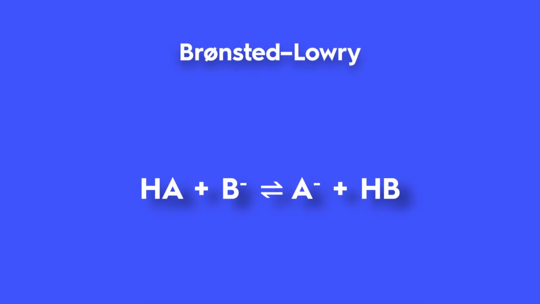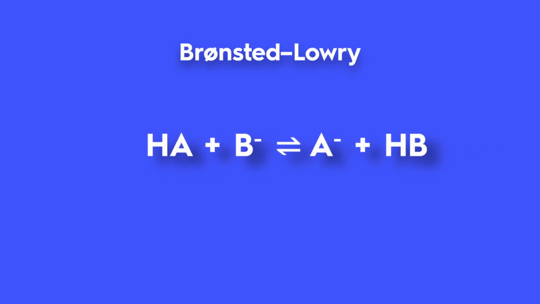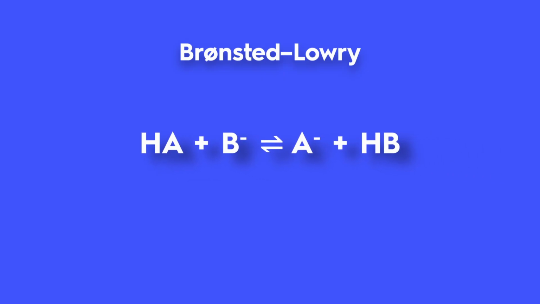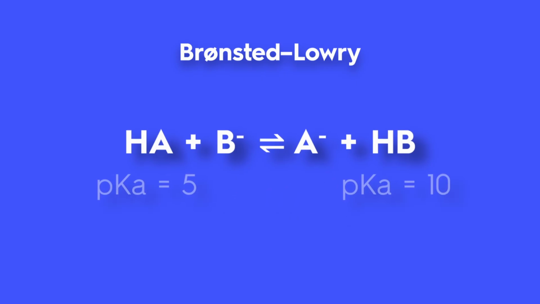In Bronsted-Lowry terms, acids donate H+ and bases accept it. In any proton transfer equilibrium, the favored side is the one with the weaker acid and the weaker base. pKa lets us spot that quickly. Here's the rule of thumb.